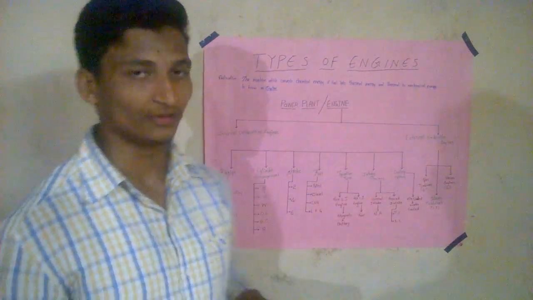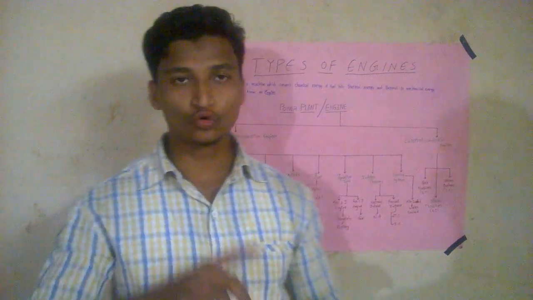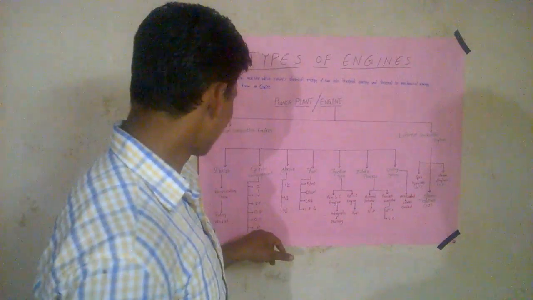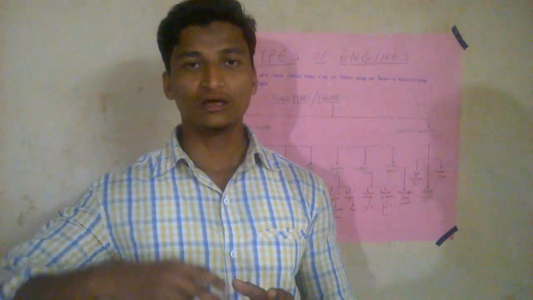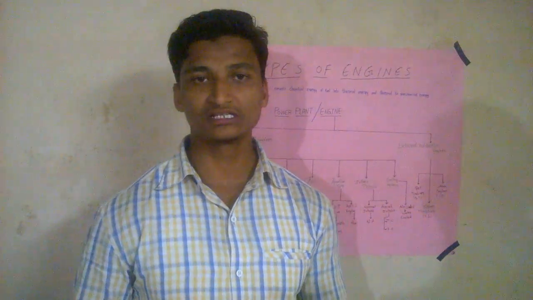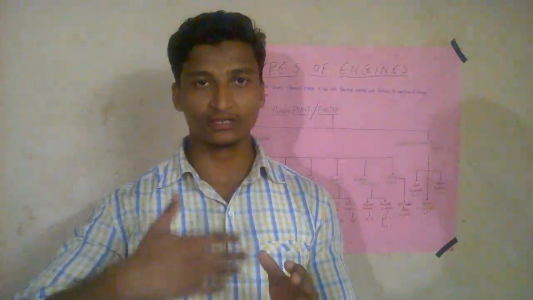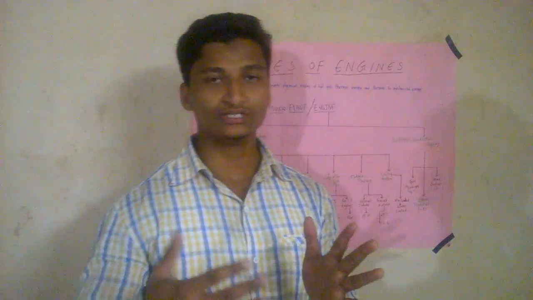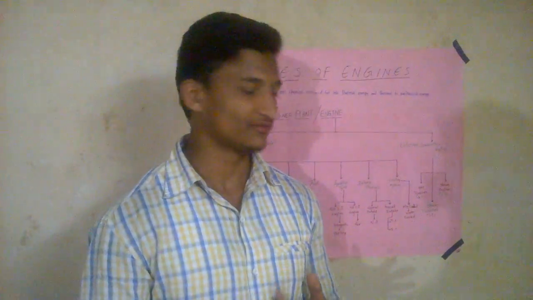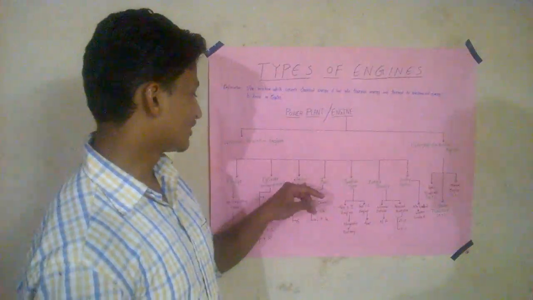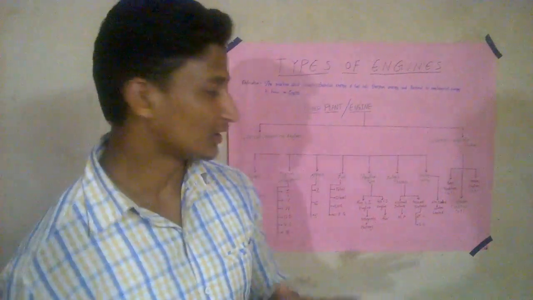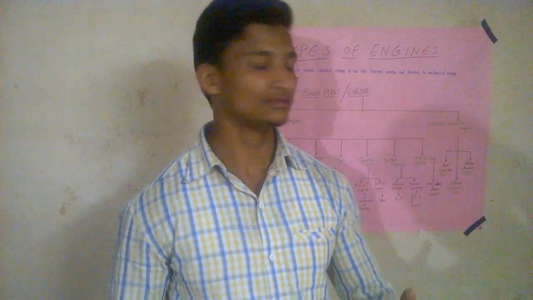And next we have R, which means rotary engine. A rotary engine has more than one cylinder arranged in a peripheral manner around a single crankshaft. Next we have the classification according to the stroke. According to the stroke, we have two-stroke engines, four-stroke engines, and six-stroke engines.